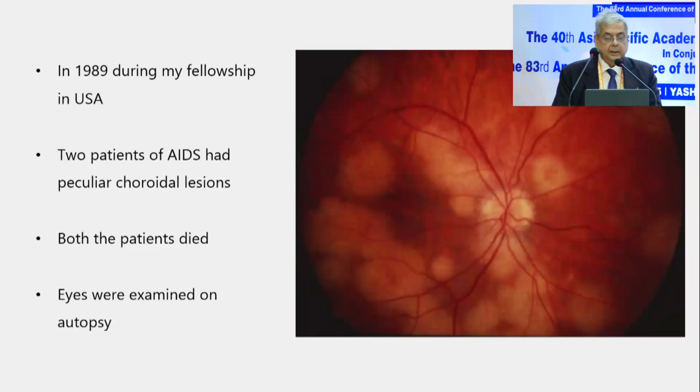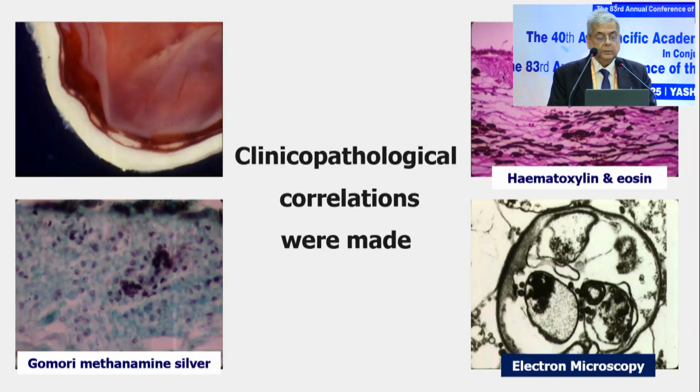I worked on this during my fellowship in 1989. Two patients with AIDS had died with peculiar choroidal lesions. As you see, there is a choroidal granuloma. Both patients' eyeballs were received at autopsy, and this is a gross photograph taken by me, showing choroidal infiltrate.